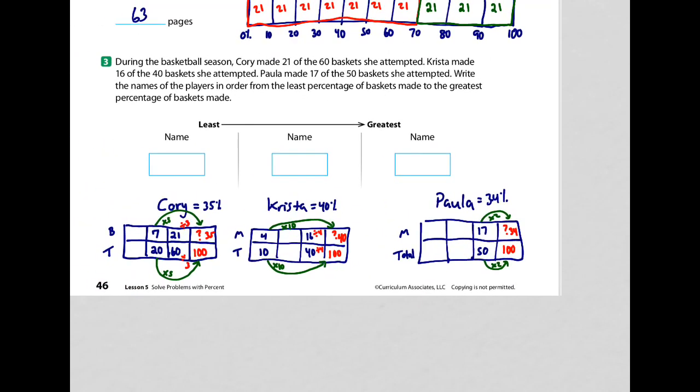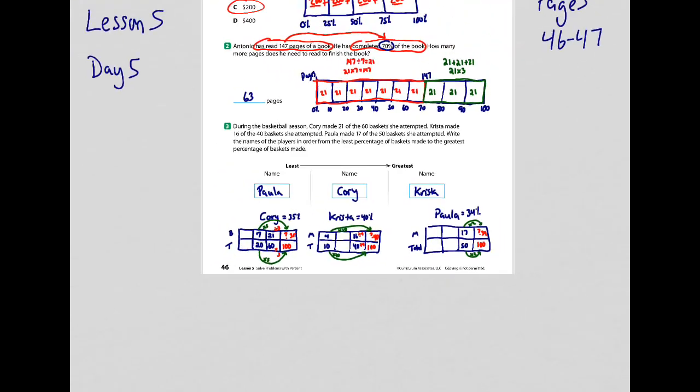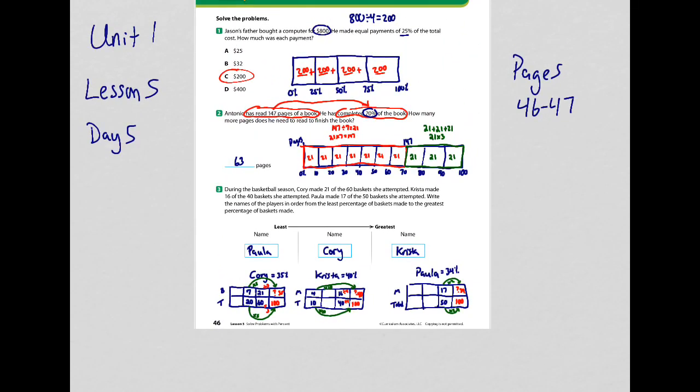So now, remember, the question wanted us to write the names of the players in order from least percentage of baskets made to greatest percentage of baskets made. So the least would be Paula with 34%. Second would be Corey with 35%. And the highest would be Krista with 40% of her baskets made. So if you had Paula, Corey, Krista, give yourself a C. You got that one right. All right, remember, for any of these, 1, 2, and 3, you can pause and go back and make corrections or watch it again. All right, so let's go on to the next page.